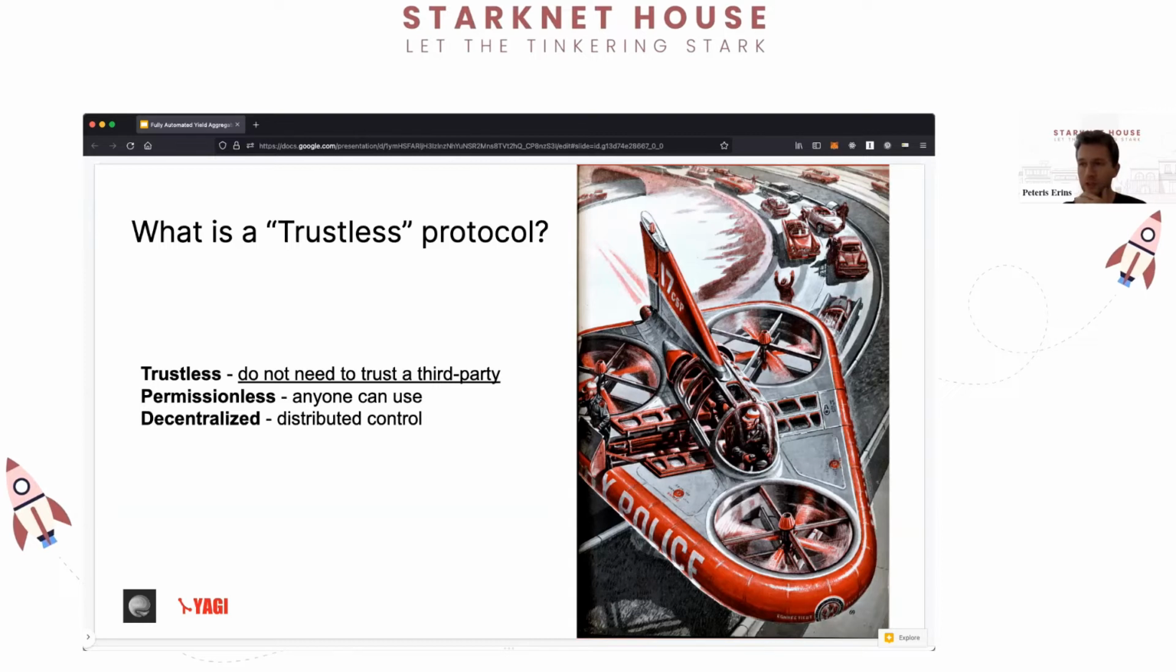Ultimately, trustlessness means we do not need to trust a third party, right? Similar terms are being thrown around: permissionless, decentralized. They're slightly different. When we say permissionless, it really means that anyone can use the protocol. A trustless protocol doesn't necessarily need to be permissionless, although commonly they are. And then you have decentralized, which really means distributed control. And we'll see that decentralized is actually maybe a subset of trustlessness, and it's not always trustless either. So, yeah, it's important not to get these terms confused.